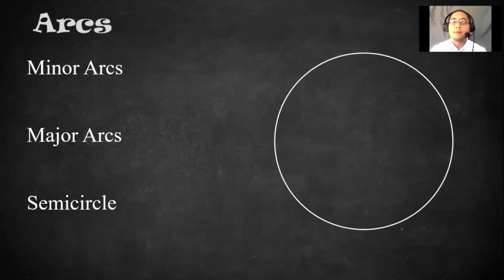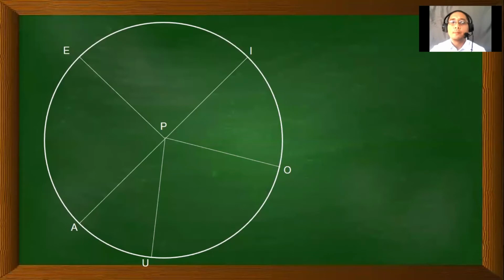Now let's have an example. Given circle P, we have the following points in the circle: point I, point E, point A, point U, and point O. Let us name a central angle.